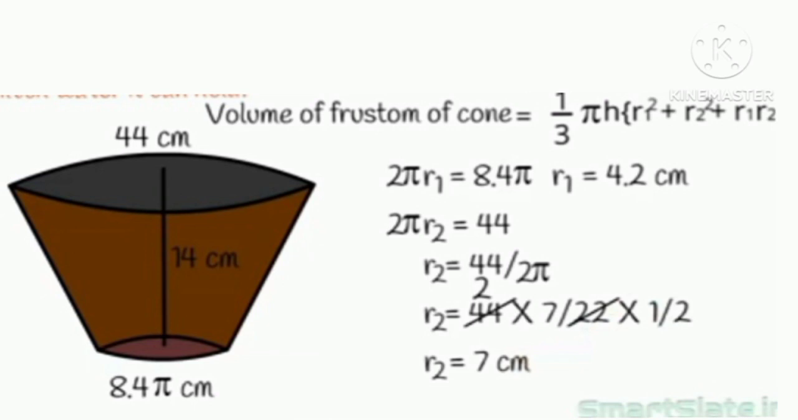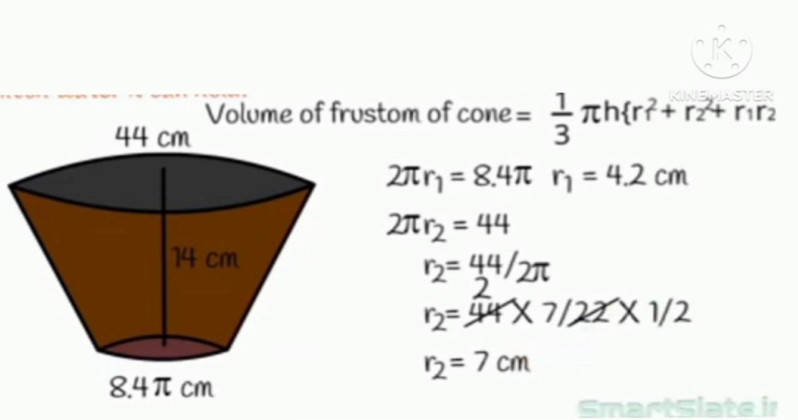We are supposed to find how much water it can hold, which means we should find the volume of this vase. Therefore, volume of frustum of a cone is equal to 1 by 3 pi h into r1 square plus r2 square plus r1 into r2. Using the given value of perimeter, let's find the radii. Perimeter of first base is 8.4 pi. Formula to find perimeter is 2 pi r. Let r1 be the radius of the first base, hence 2 pi r1 is equal to 8.4 pi. After simplifying this equation, we get r1 is equal to 4.2 centimeter.